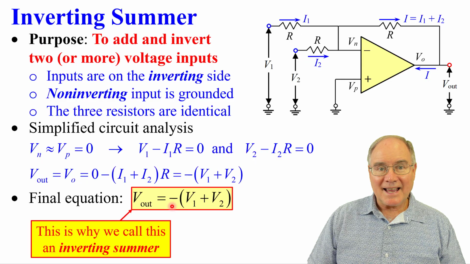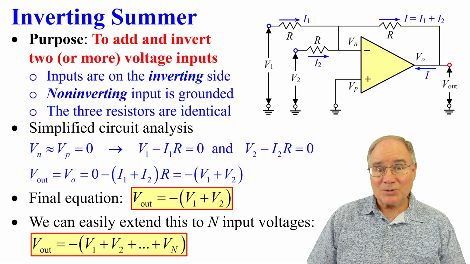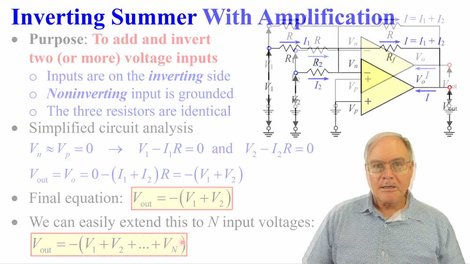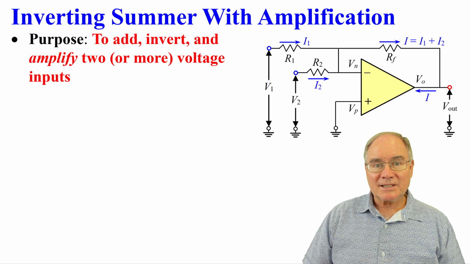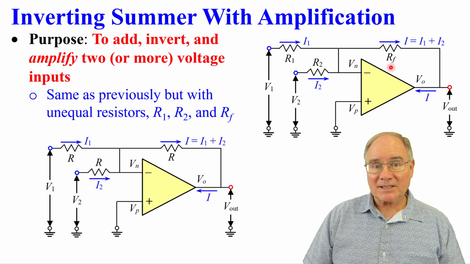It sums and inverts, where in electronics, invert means change sign. We can easily extend this to N voltages by adding more voltages here, each with its own resistor. The final expression for Vout is shown here. Now consider an inverting summer with amplification. Its purpose is to add, invert, and amplify 2 or more voltage signals. This is the same circuit as previously, except we allow these 3 resistors to be unequal.